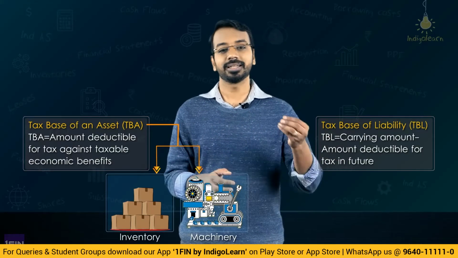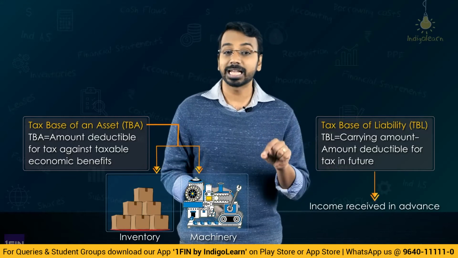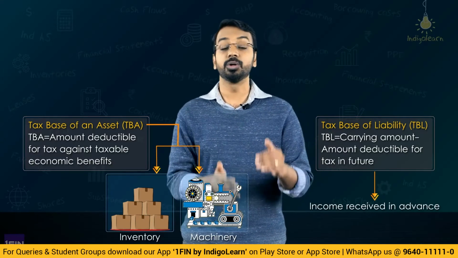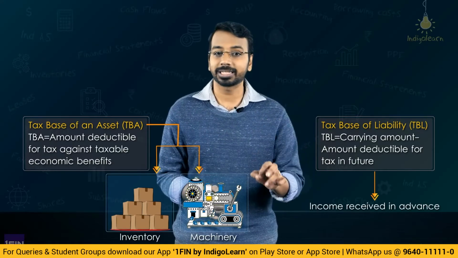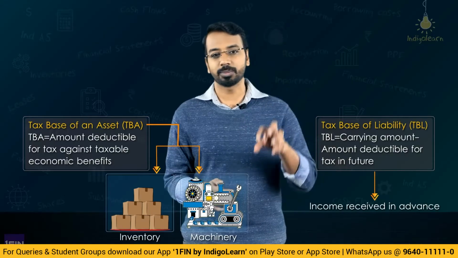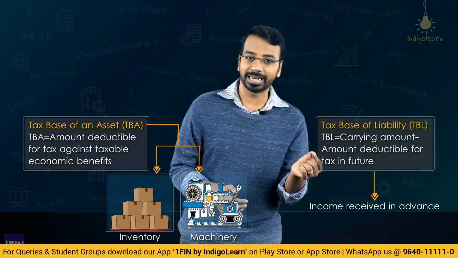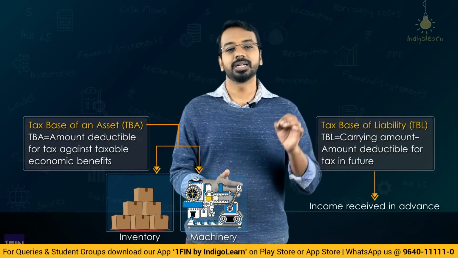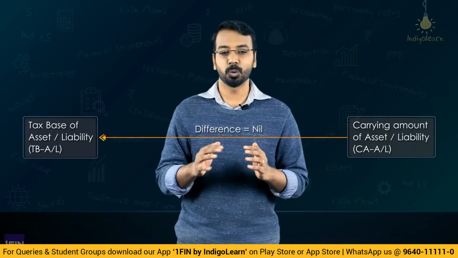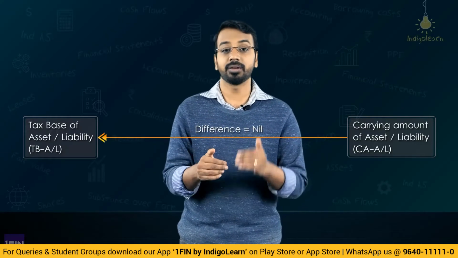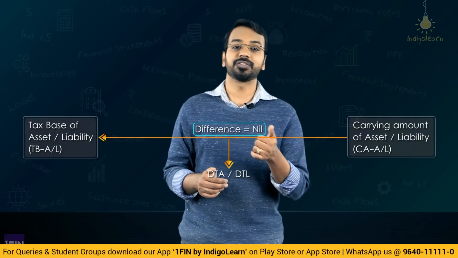And if there is a case that there is an income received in advance, in that case, the tax base of the liability will be equal to the carrying amount of the liability less any amount that will not be taxable in the future. So, whatever will not be taxable in the future, that you will reduce from the carrying amount of the liability, and balance will be the tax base of the liability. That is one part. The next thing that you need to understand is that because we have carrying amount of asset and liability and tax base of the same asset and liability, there could be a difference between these two. So based on the differences, we determine whether there is a deferred tax asset or a deferred tax liability.